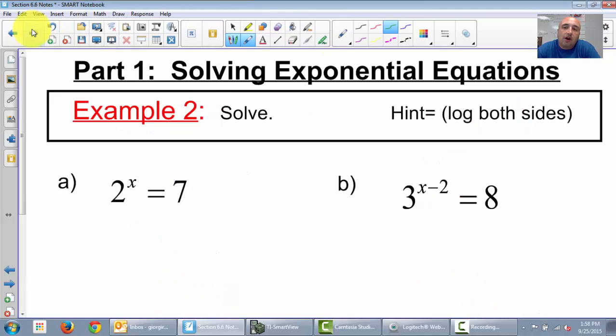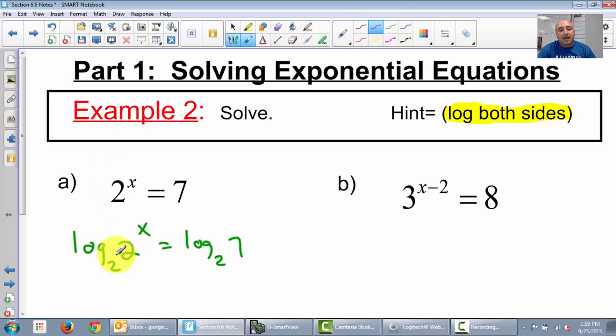Now, part 1, we're still solving exponentials, and it's going to look a little different. We're going to have an exponent on one side and then a whole number on the other side. The hint for this one is to log both sides. Let's see what I mean by that. Our goal is to solve for x, so somehow I need to get rid of this 2. So I'm going to take log base 2 of both sides. It's an equation, so whatever I do to the left, I have to do to the right. I can do whatever I want to the equation as long as I do it to both sides.